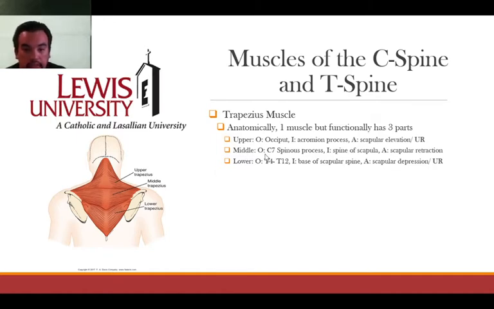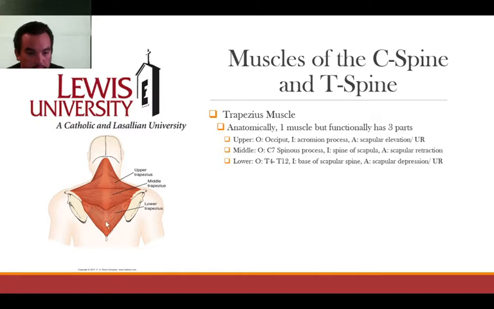The middle section originates at the C7 spinous process. So right in here. It inserts at the spine of the scapula. So right along here. The action for that is scapular retraction. So you see how this is pretty much a horizontal line of pull here. So if I were to contract that and shorten it, what would happen? The scapula would move medially, right? And cause scapular retraction.